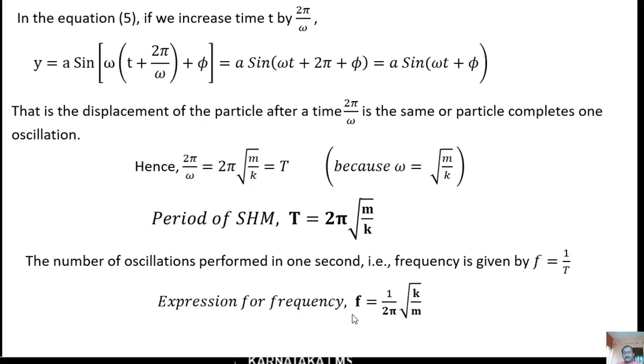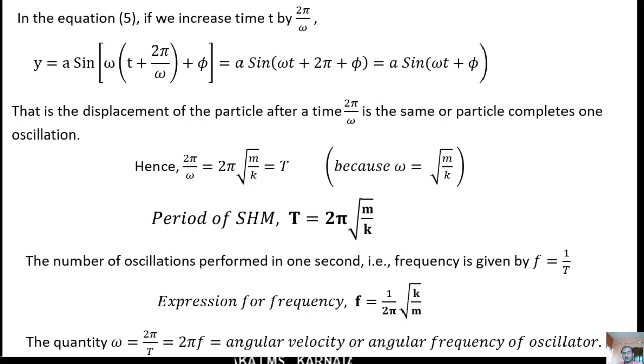Now the expression for frequency is given by substituting F equals 1 by T. F is equal to 1 upon 2 pi into square root of K upon M. Here the reciprocal of the time period, the whole term of the RHS becomes reciprocal, then it becomes the frequency of the particle of simple harmonic motion.